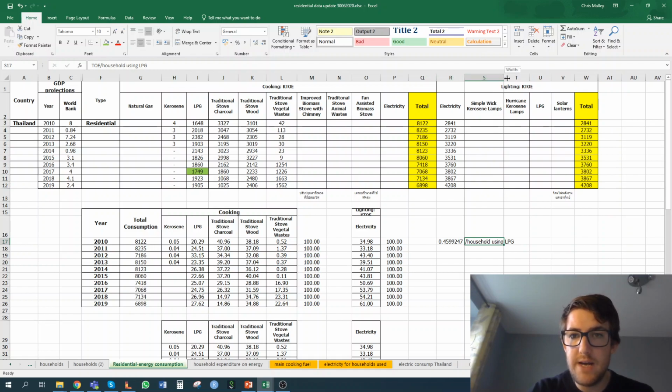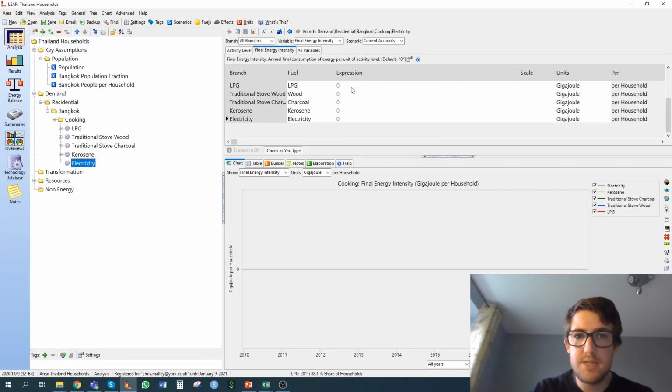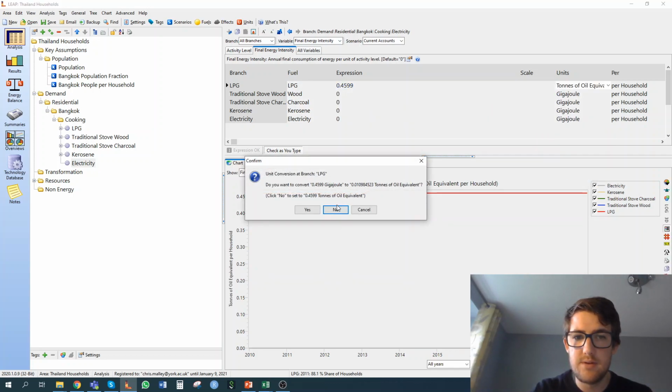The disadvantage of this value is that it's a value for the whole of Thailand. So I would need to apply the same value in Bangkok as the same value in the north of Thailand. That's okay as a first assumption. So I can put in 0.4599 tons of oil equivalent per household.